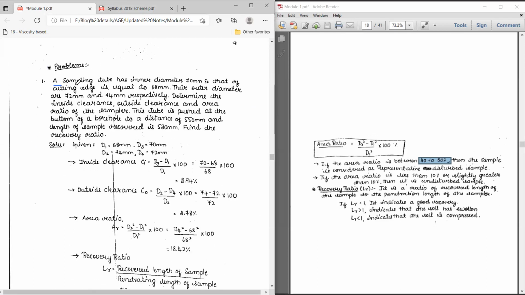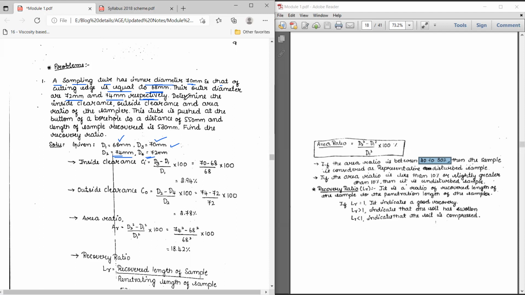So here the problem is, a sampling tube has an inner diameter of 70 mm and that of the cutting edge is equal to 68 mm. Their outer diameters are 72 mm and 74 mm respectively. That means here they have given all the values. D1 is equal to 68 mm and D2 is equal to 74 mm. D3 is equal to 70 mm and D4 is equal to 72 mm. That means here they have given the diameters of the cutting edge and also the tube which is connected to the cutting edge. So you have to note it down. D1 is 68, D2 is 74, D3 is 70 and D4 is 72 mm.